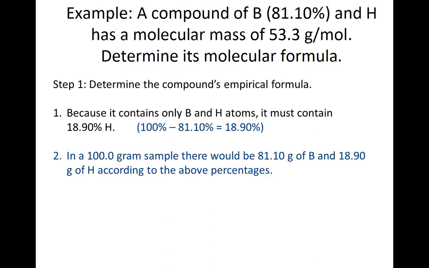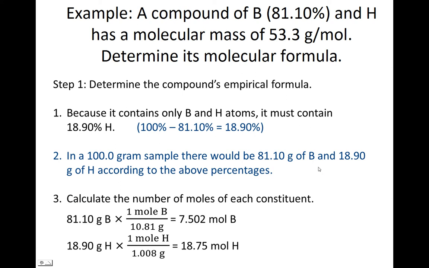So first I need to find my mass percents for every element present. Now I know that I only have 2 elements present, and I know they have to add up to 100%. So I'll take my 100%, subtract 81.1, and that gives me my mass percent of hydrogen. Now to convert those percents to actual grams, I'm going to assume I have 100 grams in a sample. If I assume 100 grams, my 81.1% becomes 81.1 grams, and my 18.9% becomes 18.9 grams of hydrogen.